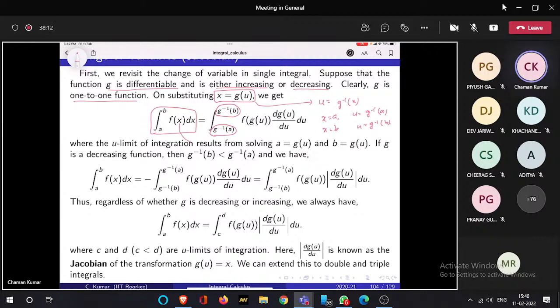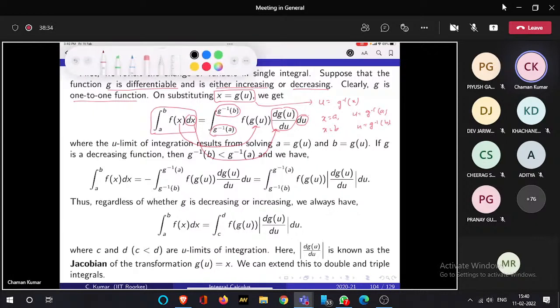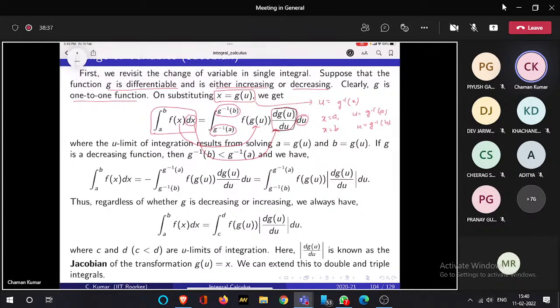And then you write x by using this relationship x is equal to g of u. So replace x by g of u, and this dx will be replaced by the derivative of g with respect to u, this quantity, times du. So this additional thing that you see in this expression is known as the Jacobian in one variable.